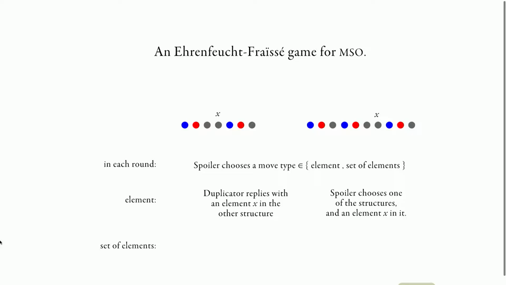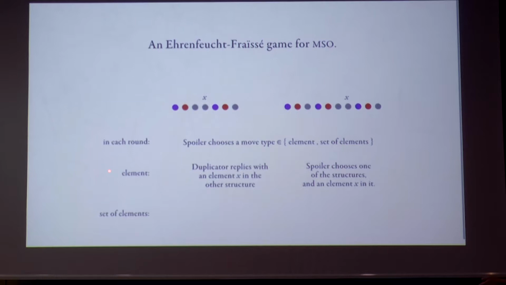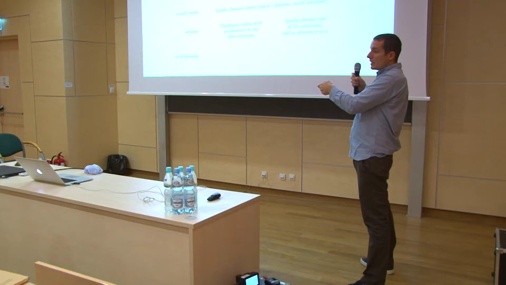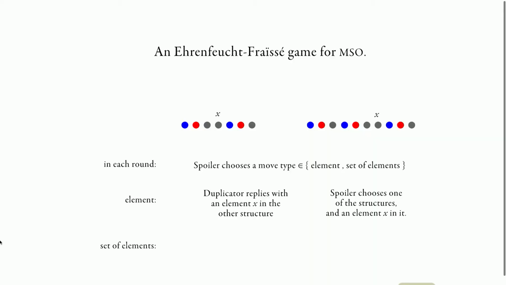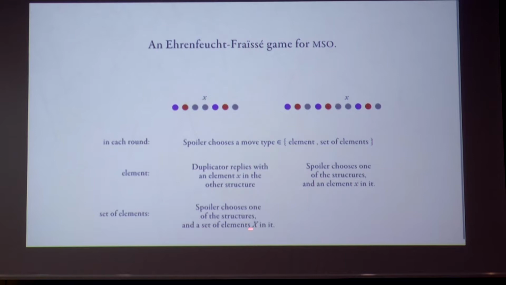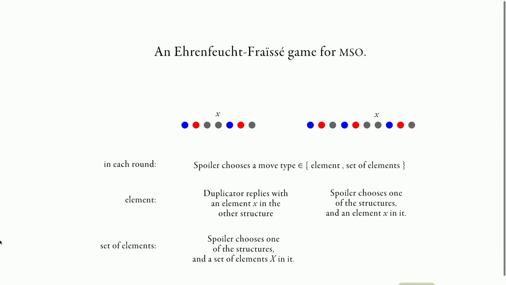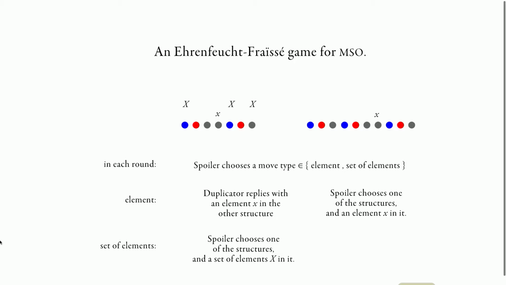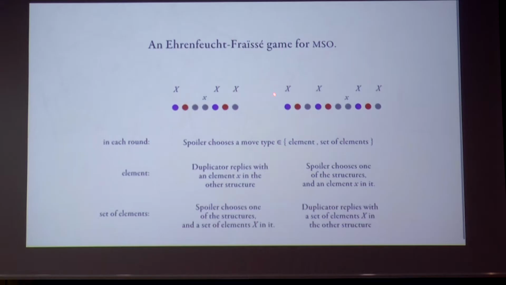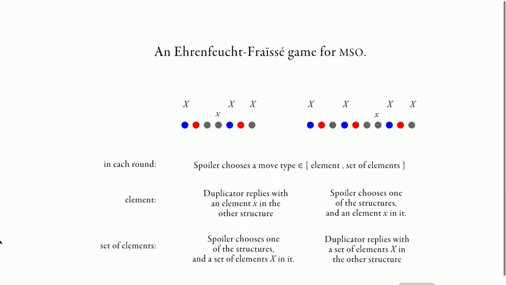Suppose that was the first round. So now we have these two positions. And in the second round, spoiler says, no, now I make a set of elements move. So he makes a set move. If he does that, then he picks one of the structures. For example, now he could pick the left structure. And he picks a set of elements in it. Not a single position, but a set of positions. Like maybe he picked three positions. And now duplicator has to respond with a set of positions in the other structure. And then the round continues.